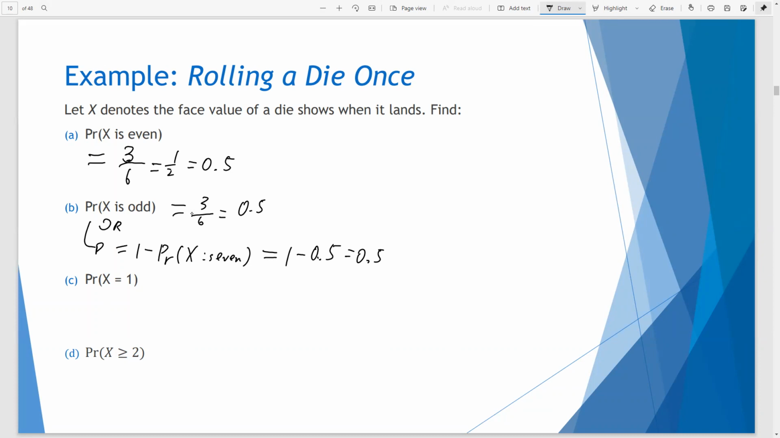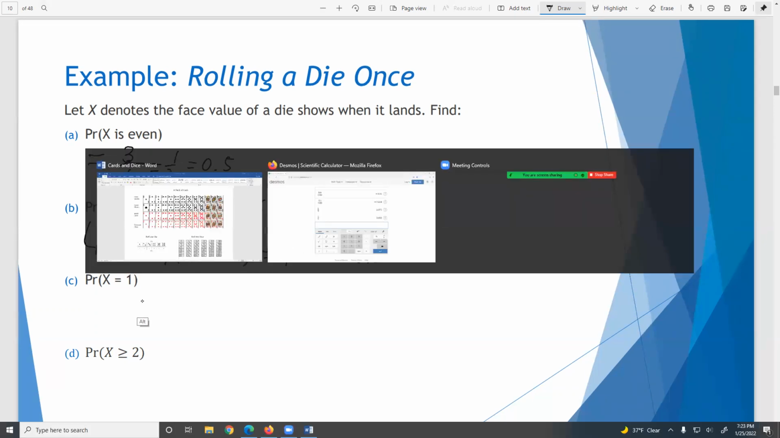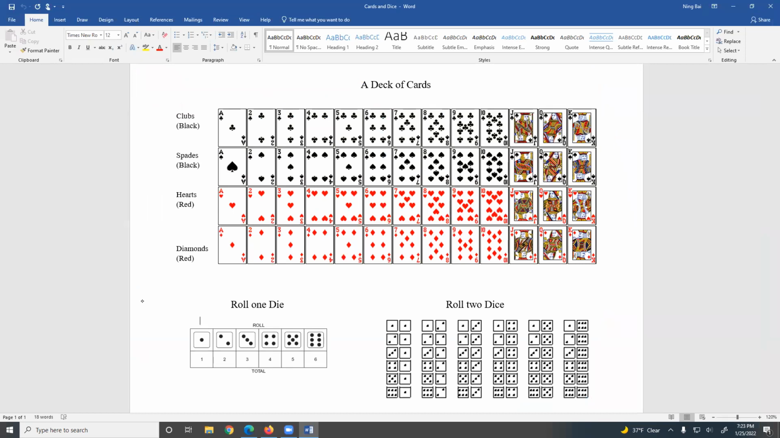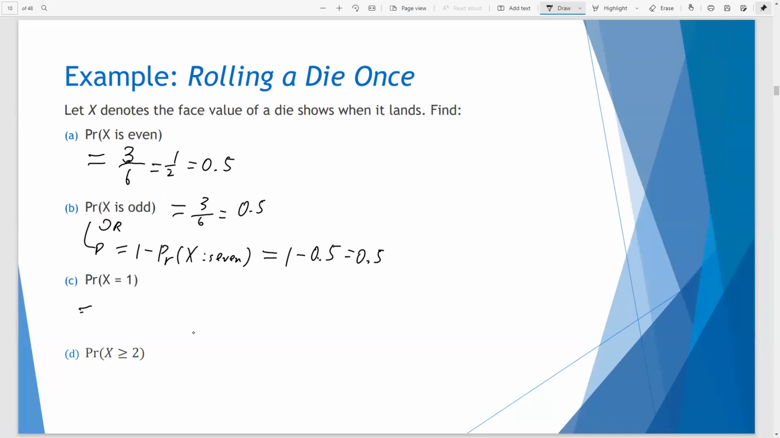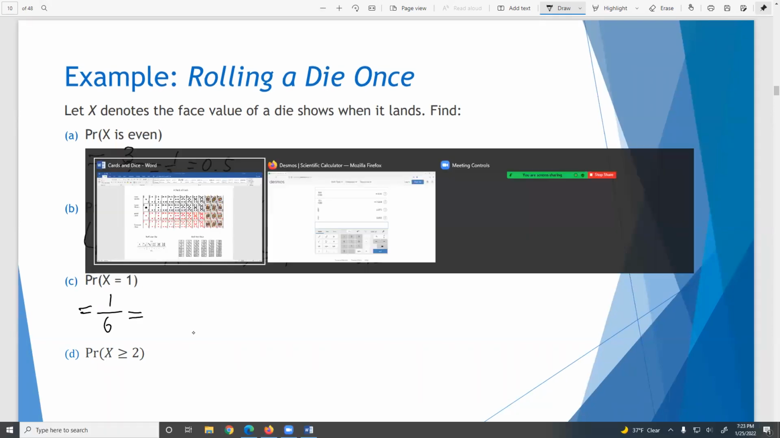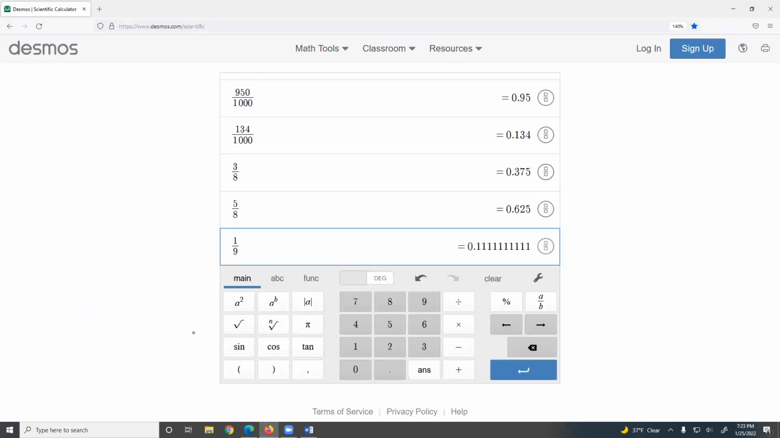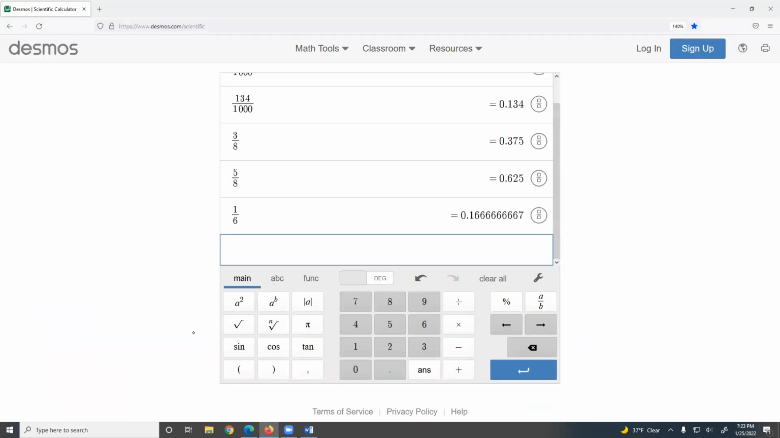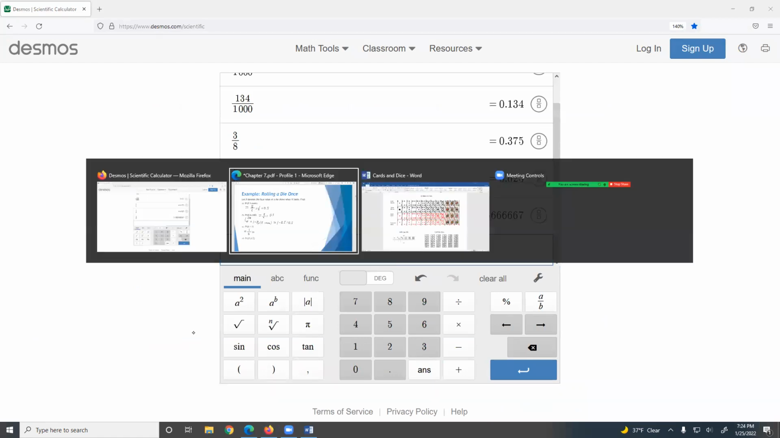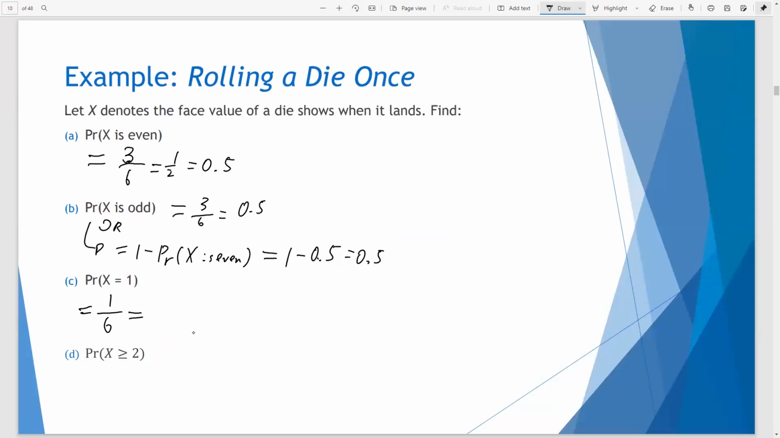And the next question is about the outcome being 1. That's only one number to get outcome 1 out of those 6 numbers, so that is simply 1/6. And 1/6 is 0.16666 all the way. You can round it, usually to 3 or 4 digits. I personally would prefer 4 digits, but don't keep less than 3. 4 digits will be good.